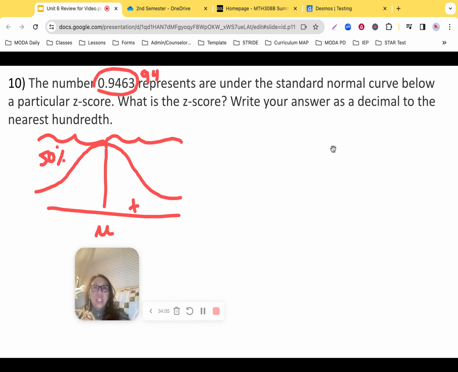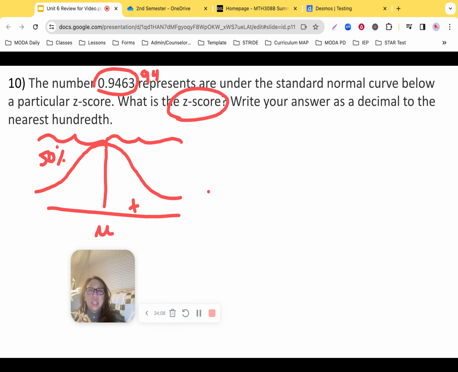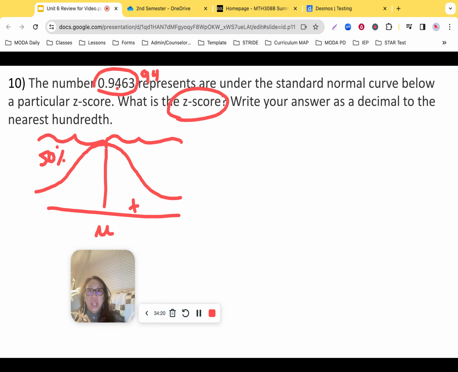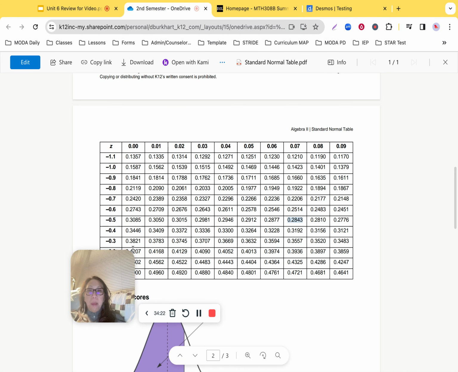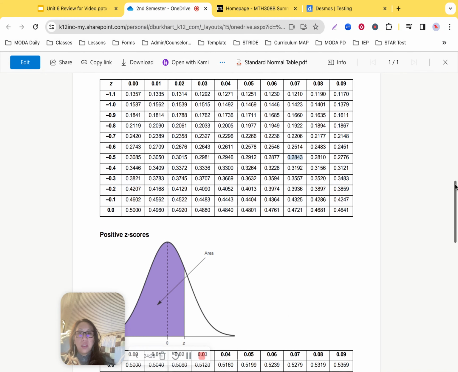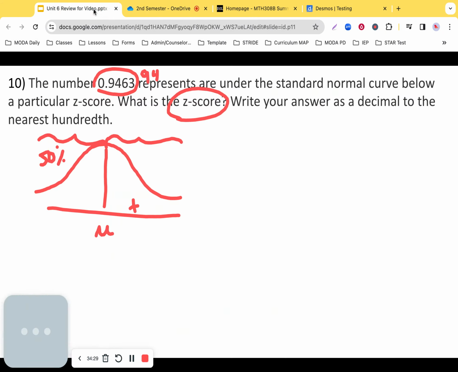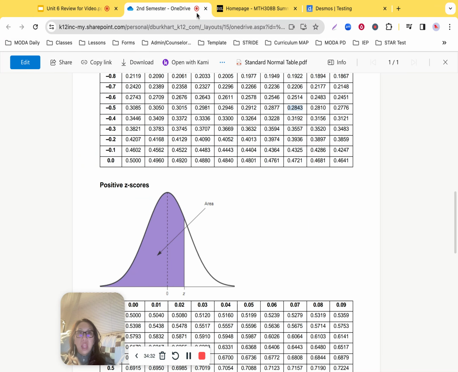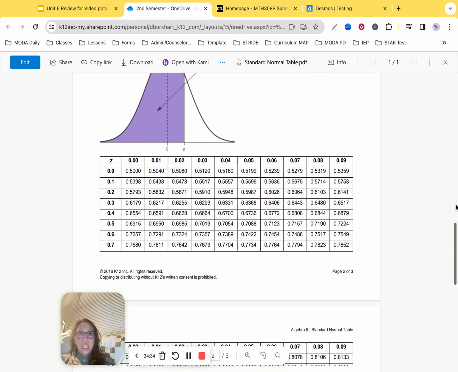So in this case, in order to calculate the z-score, we need to actually use the z-score table. This time we are looking at the body of the table, and we're looking for this number right here. It looks like we are looking for a positive z-score, and we're looking for 0.9463 in the body of your z-score table.